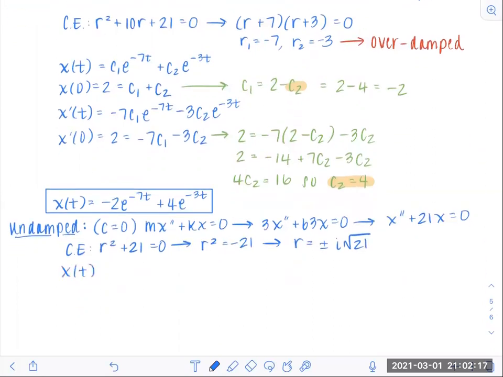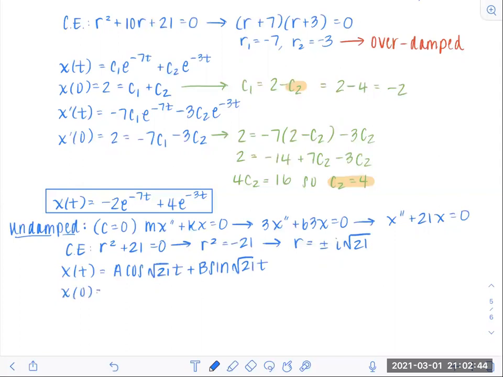In section 3.3, we learned how to handle complex conjugate roots. And so we're going to get our a cosine square root 21t plus b sine square root 21t. All right, now the question here is, how can we solve for a and b? So again, we're going to use those same initial conditions.